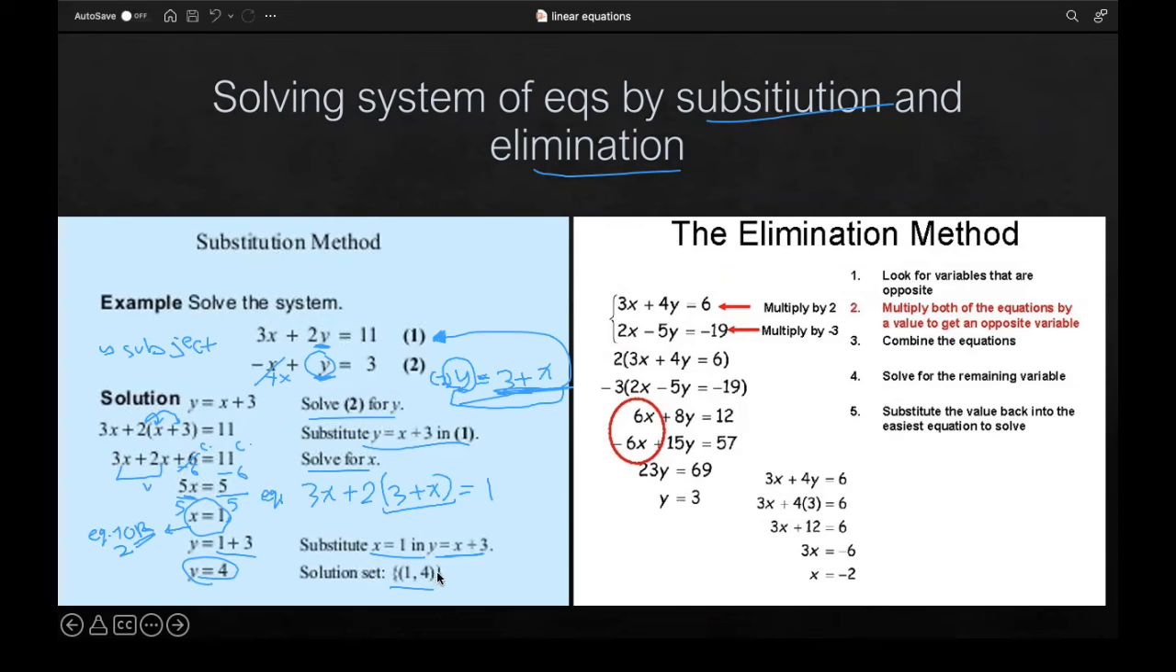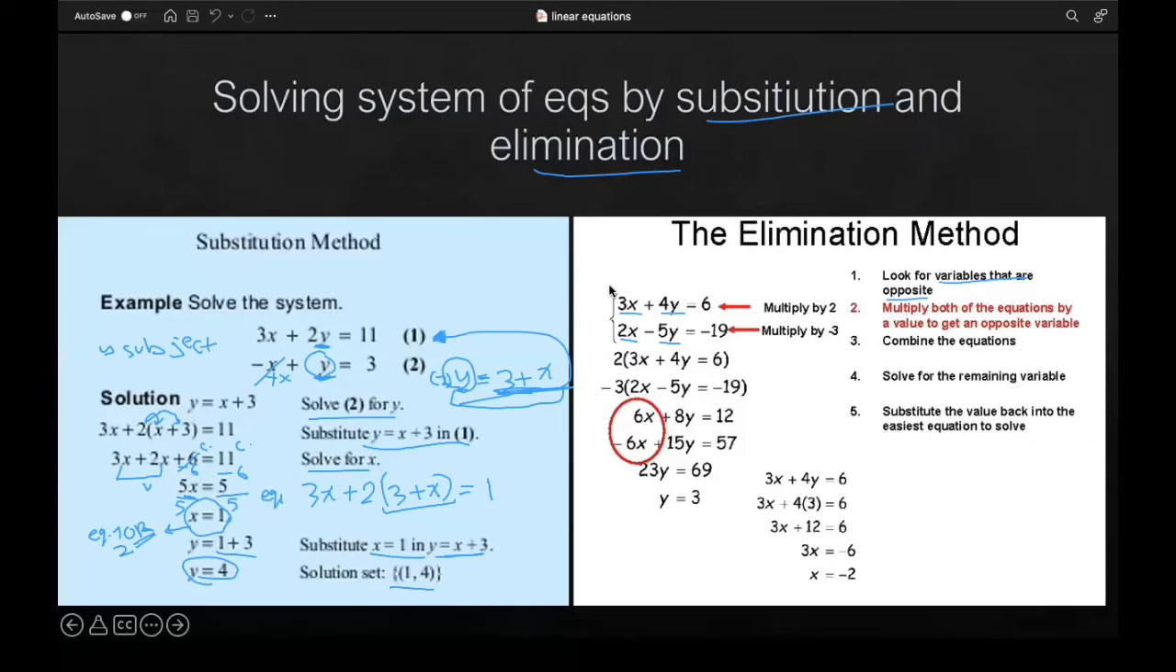There is another method to solve the system of equations, and this is when both variables in both equations have a constant beside them. So no variable can be made the subject this easily, like in the substitution method. Now, in the elimination method, you first look for variables that are opposite, which means variables that can cancel out each other. Can 3x cancel out 2x? No, it cannot. Can 4y cancel negative 5y? No.